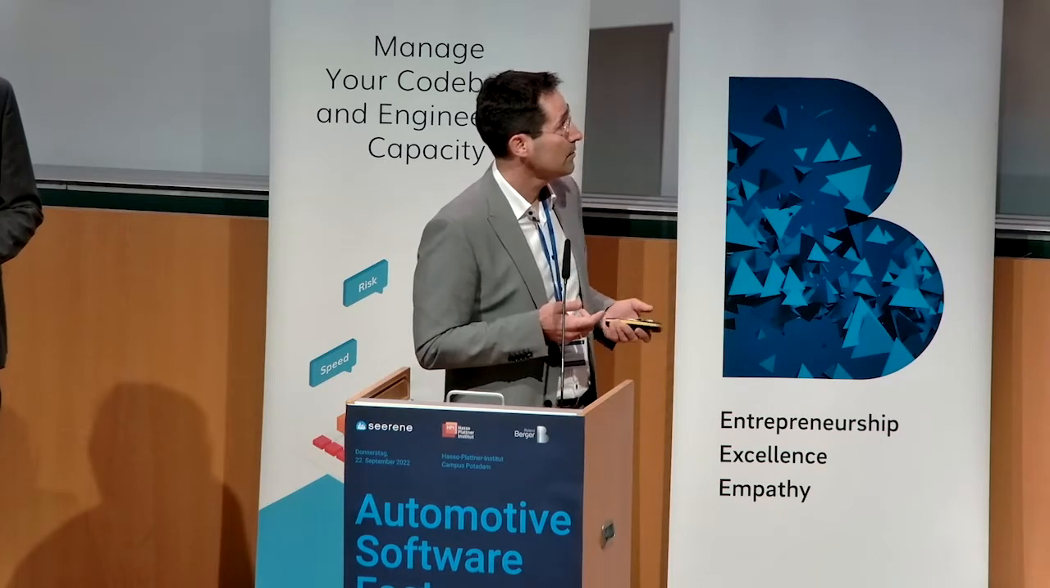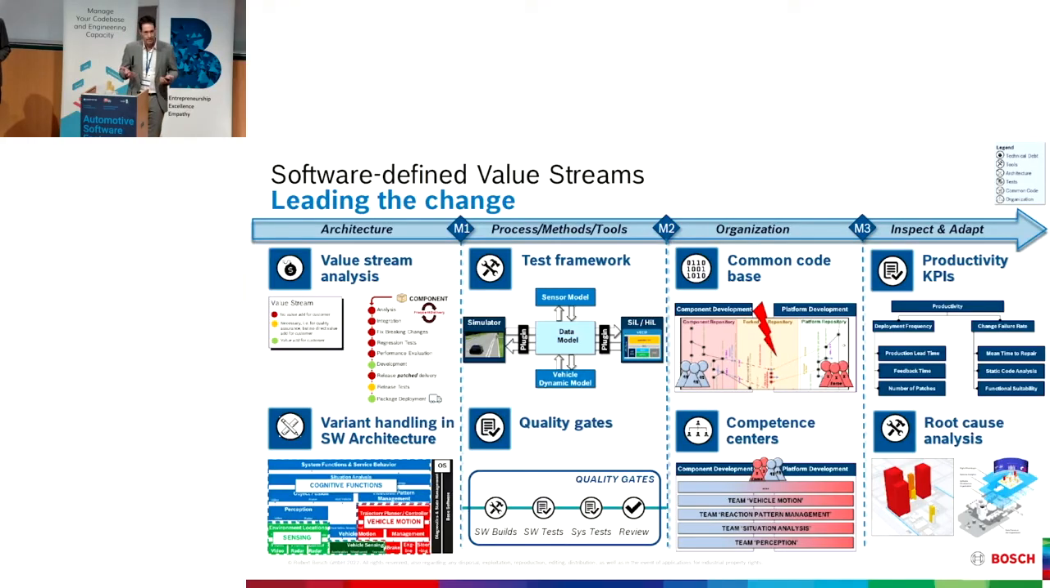Last but not least, every process has to be inspected and adapted, so this is a continuous improvement process. What we learned from the past, from hardware development, is that we need KPIs by which we control that. Daily, automatically evaluated, and of course, if we have findings, if something does not develop the way it should, then we need forensics, we need a root cause analysis.